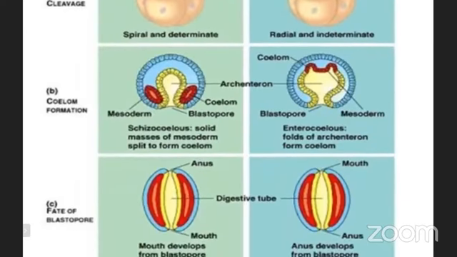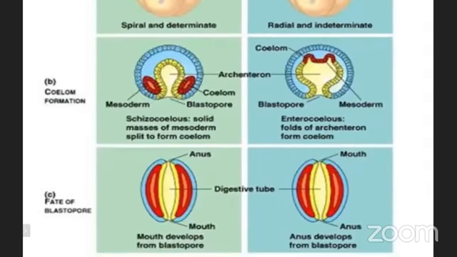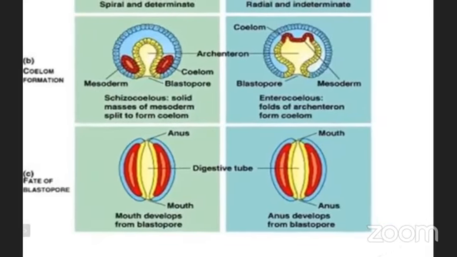And mesoderm splits to form the coelom in schizocoeloms. The archenteron forms the coelom in enterocoeloms. And the mouth develops from the blastopore in schizocoeloms. The anus develops from the blastopore in enterocoeloms. Okay.